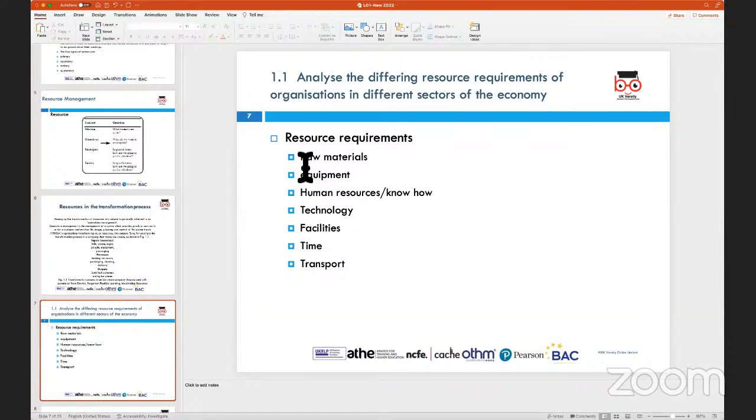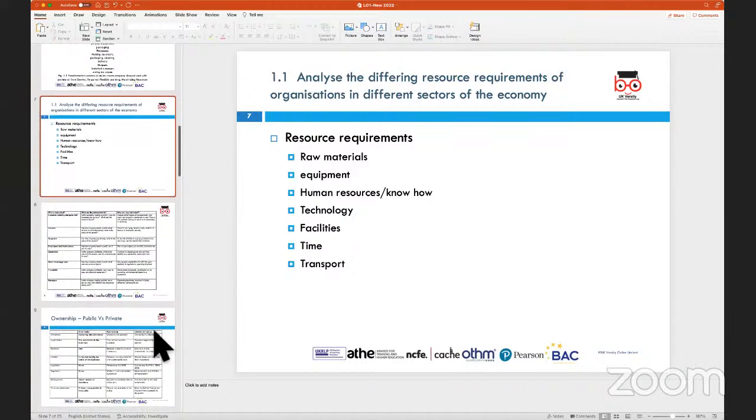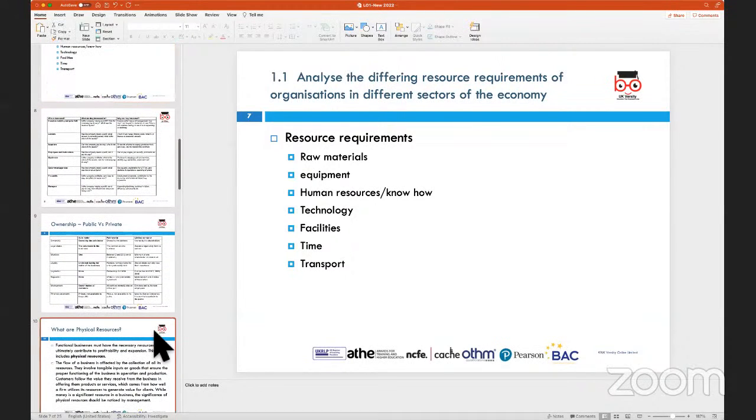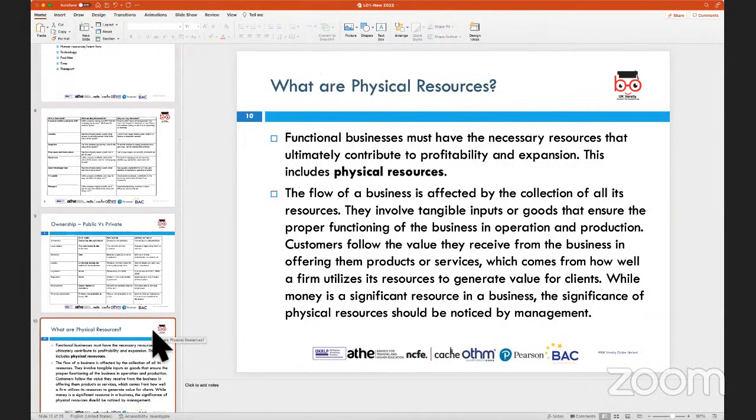So from the point of view of ownership, we are going to focus on what type of resources an organization would need, how much they would need, and what type of resources would be required to fulfill those objectives. Is that okay? Yeah. So let's look at physical resources first.